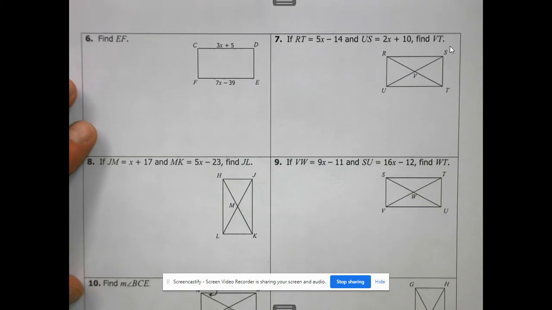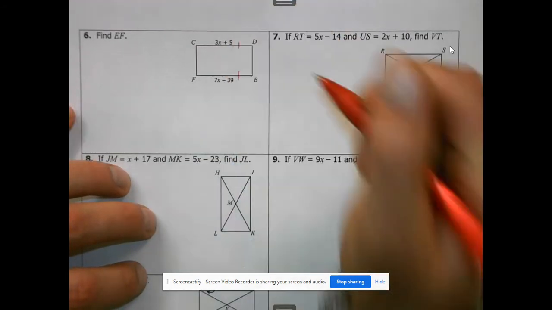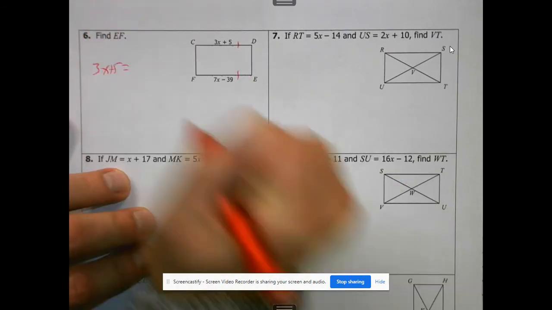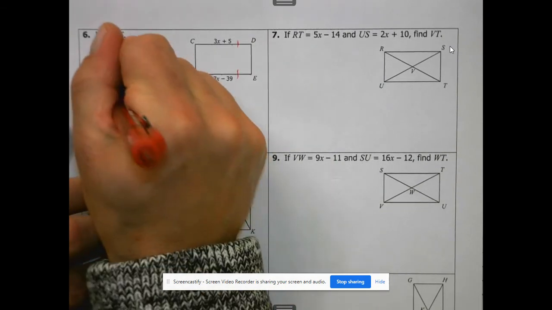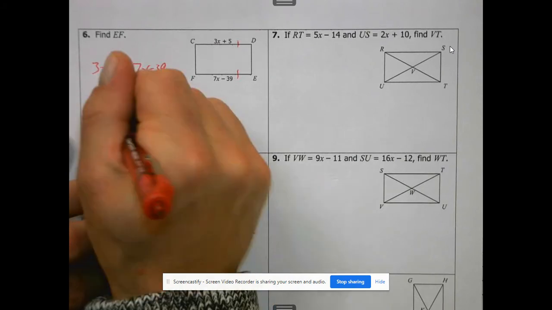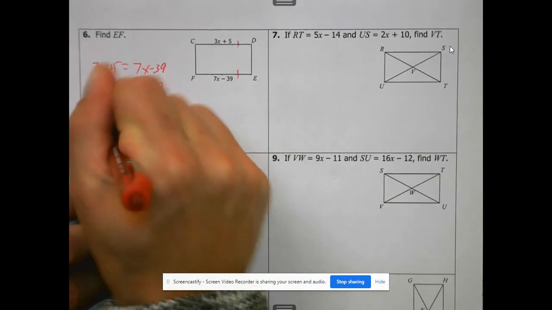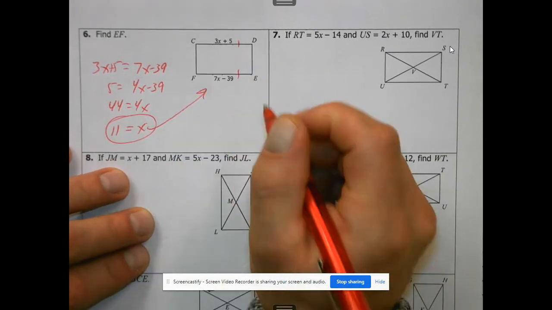Some algebra. Find EF. All right, we know top is congruent to bottom, set them equal, solve for x. 3x plus 5 is 7x minus 39. Subtract over the 3x. Add 39 over. Divide by 4. X comes out to be 11. Plugging it back in, that comes out to be 38.